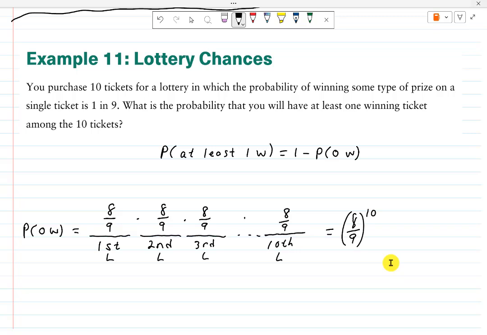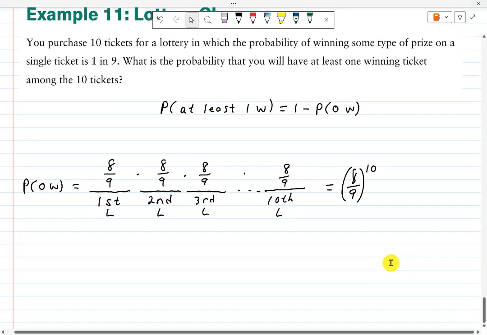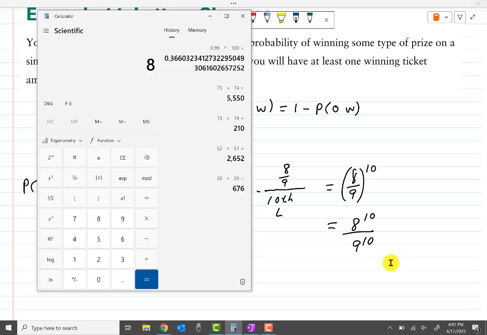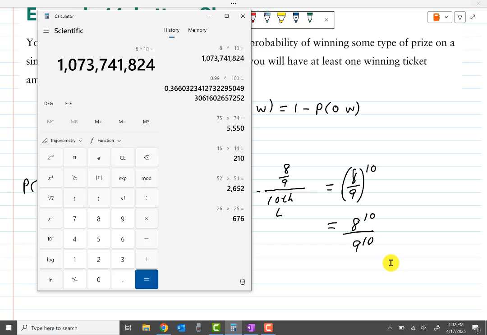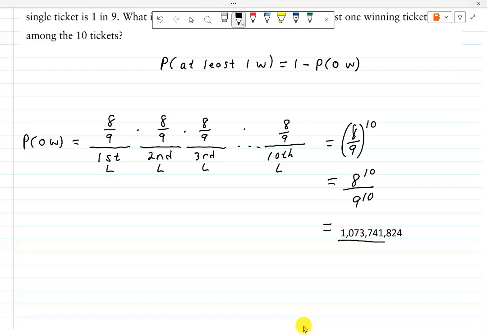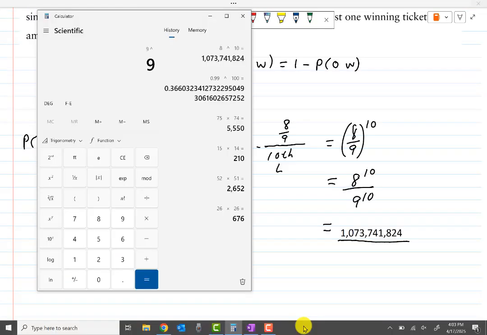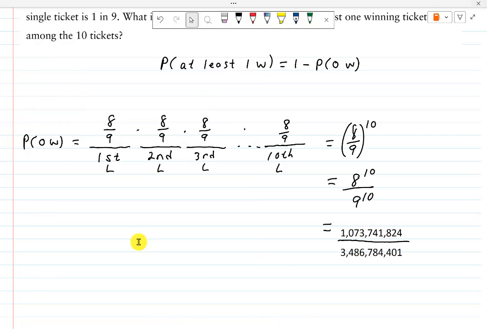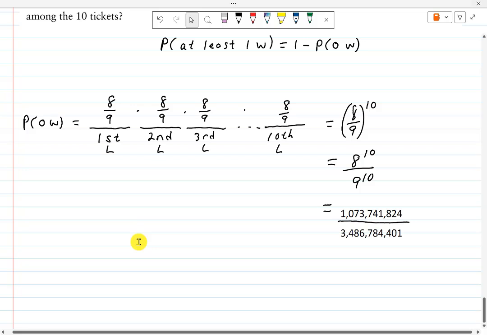Now your calculator is probably going to do a decimal. If, however, you want to get a fraction, you can do this as 8 to the 10th divided by 9 to the 10th. So let me go ahead and do that fraction. 8 raised to the 10th power. Wow, look at that thing. 9 raised to the 10th power. Well, I've decided to leave all my digits there, so to solve this then, I'll go back up here.